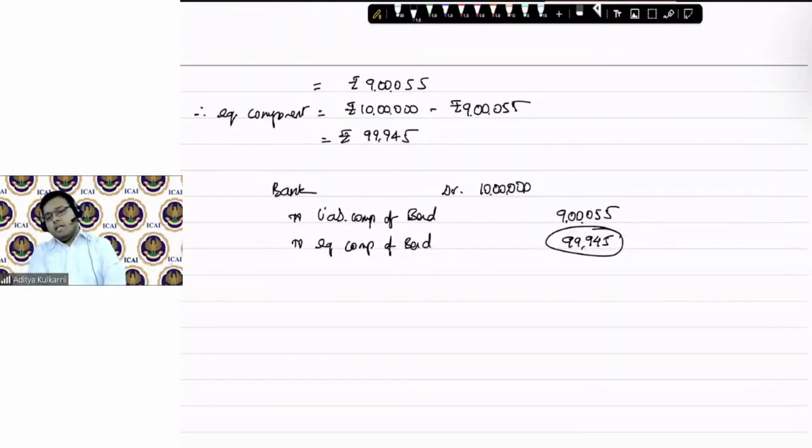It's not reducing the price. It is basically shifting it from the liability component to the equity component. Are we clear with this? Yes.